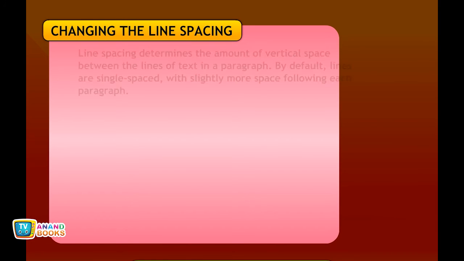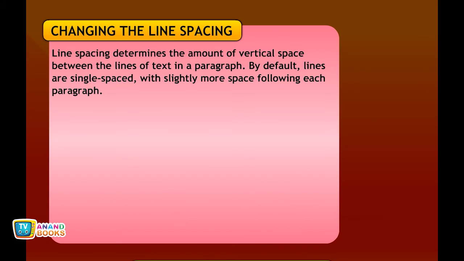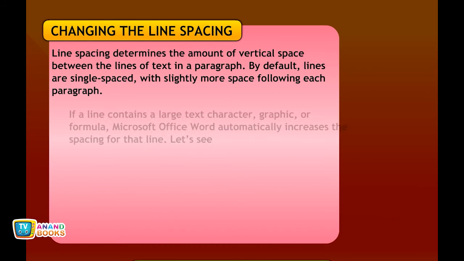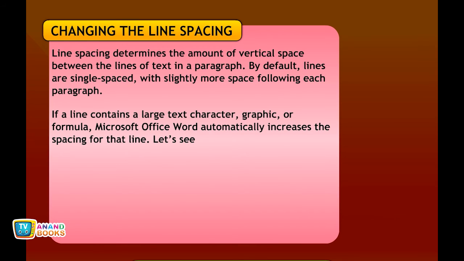Changing the line spacing. Line spacing determines the amount of vertical space between the lines of text in a paragraph. By default, lines are single-spaced with slightly more space following each paragraph. If a line contains a large text character, graphic, or formula, Microsoft Office Word automatically increases the spacing for that line.